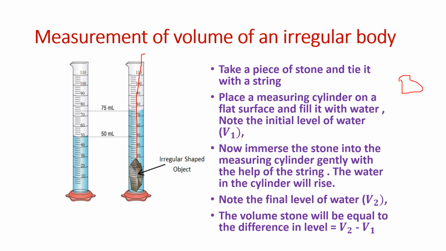So you see the original level was 50 and now it has become 75. So what is the increase in level here? Just see how much it has increased. It has increased 25 ml. How did you find it? I have subtracted 75 and 50. So that is 25. So that means the volume of the stone will be 25 centimeter cube. ml and centimeter cube are same. So we will say it is 25 centimeter cube. I hope it is clear to you. We will try some more problems later on.